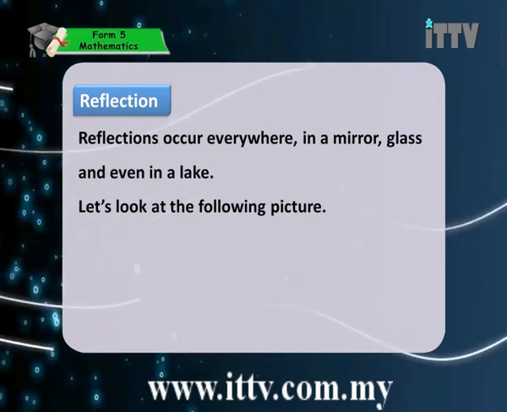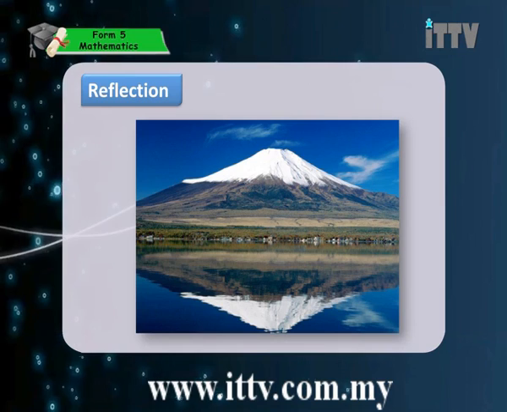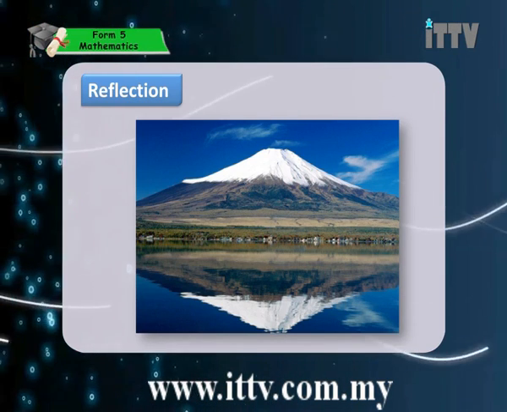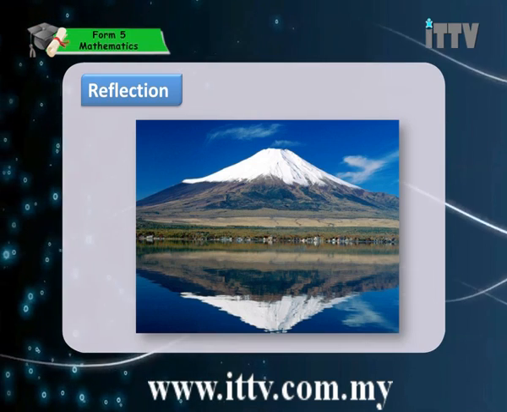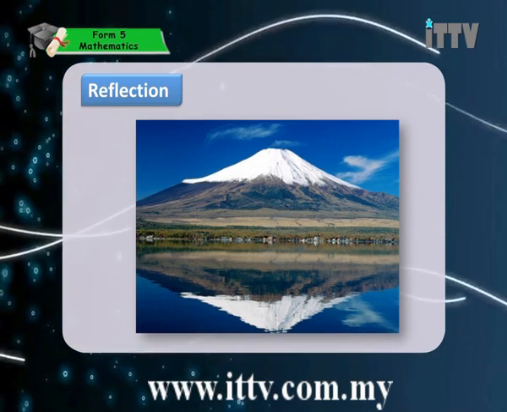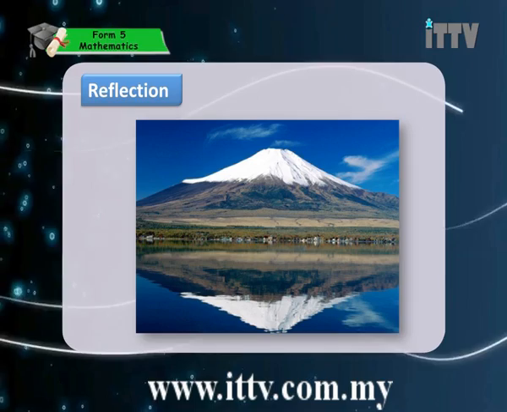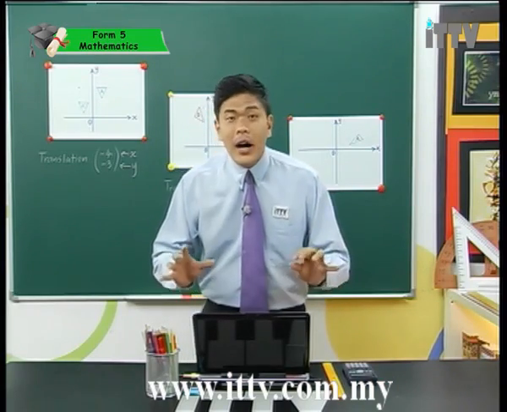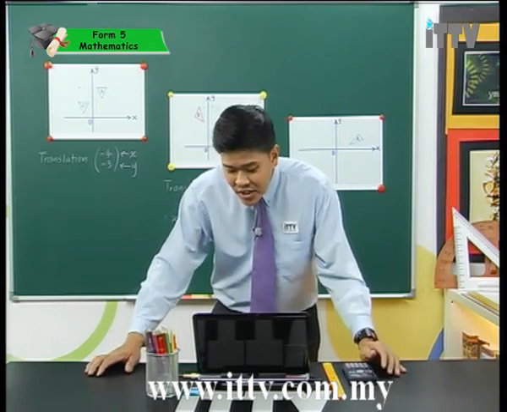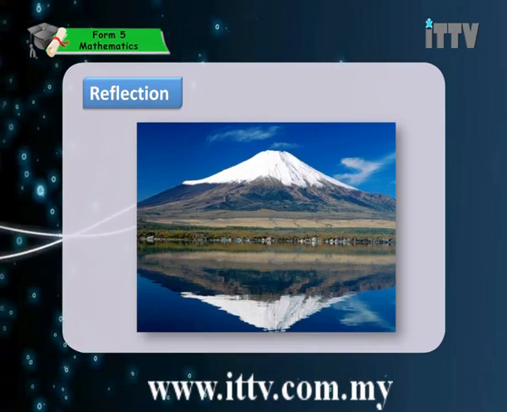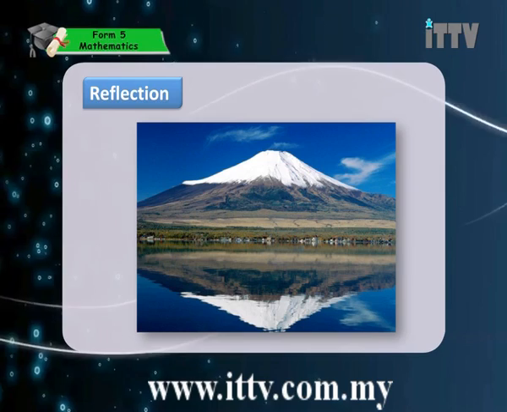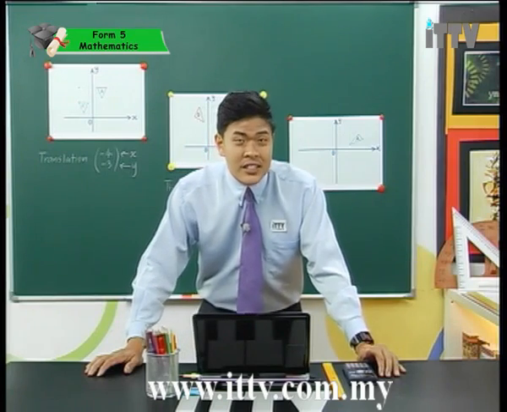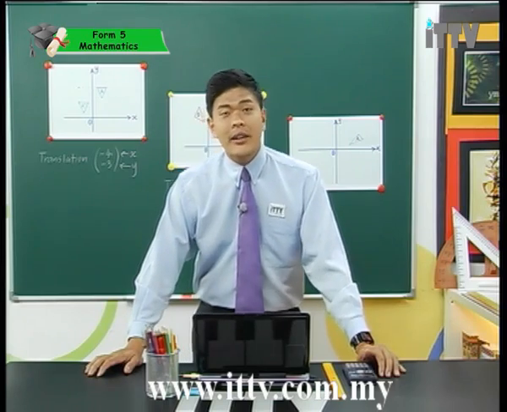In a lake, let's look at the following picture. Now, take a look at this beautiful picture right here. So you can see a nice, majestic mountain, right? But I want you to notice that we have a crystal clear lake there, right? And the water surface is actually so clear until it can reflect the whole mountain. And can you see that actually there is a reflection of the mountain on the surface of the water? So this is called the reflecting effect. Alright, so this is how reflecting occurs in our everyday lives.